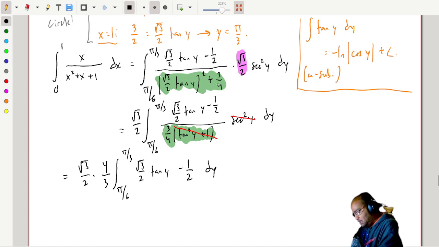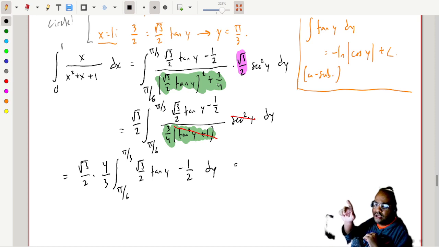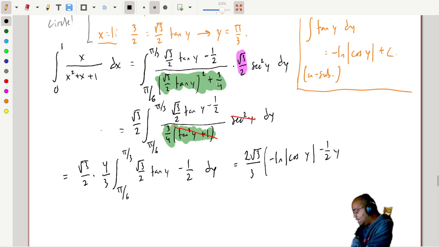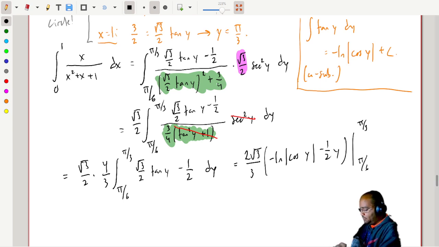So, oh boy, there's a lot to go on here. Let's write this here. So the scalar is out front, okay? 4 over 2, that's just a 2. So I have 2 square root of 3 over 3 times square root of 3 over 2. Well, there should be a minus sign there, okay? So negative log of absolute cosine of y minus 1/2 y. I'm going to evaluate this between pi over 3 and pi over 6, okay?